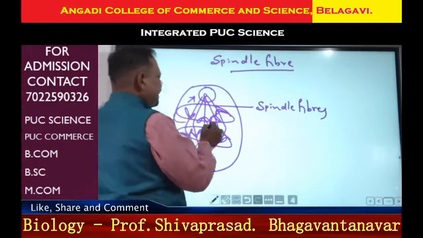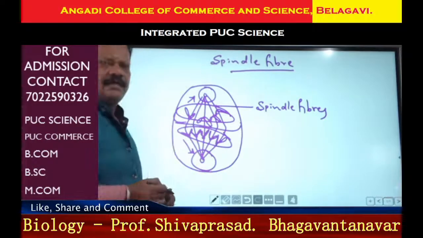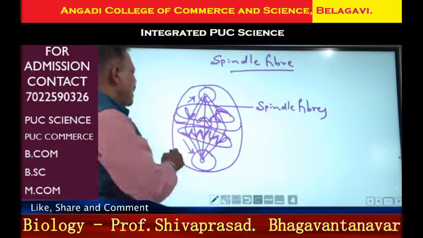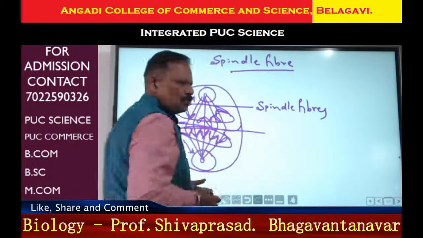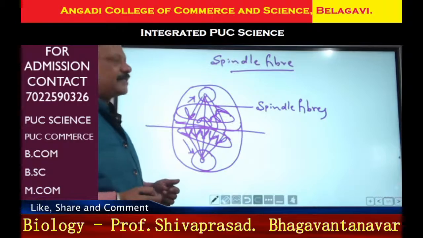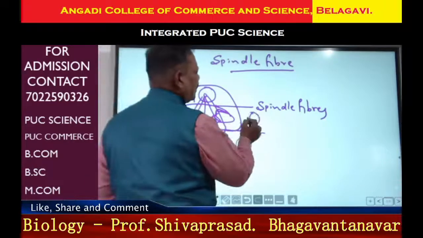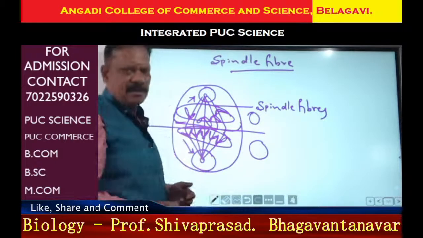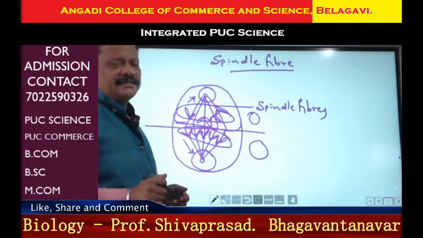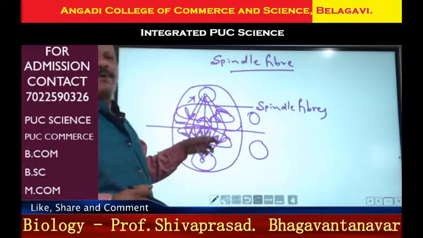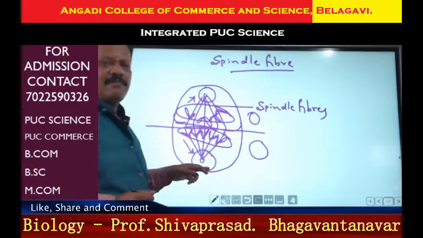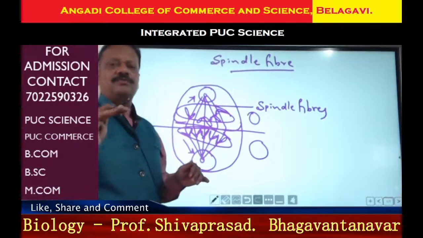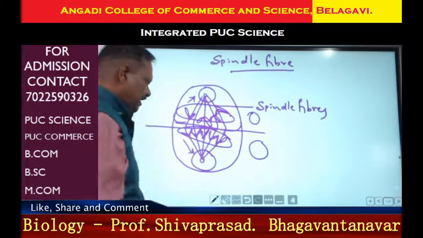And then the cytokinesis is taking place, the division of cytoplasm, and the cell will divide into two. And in later telophase, two cells are found in case of mitosis. So, in this way, such a type of spindle fibers are helping to carry chromosomes from one place to another place.